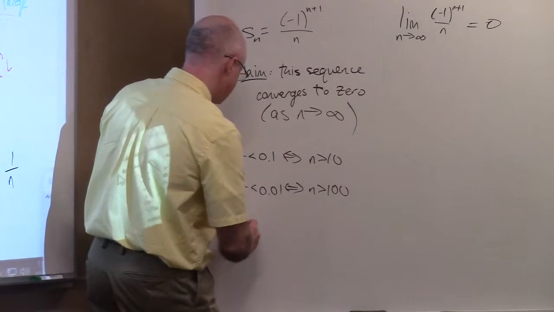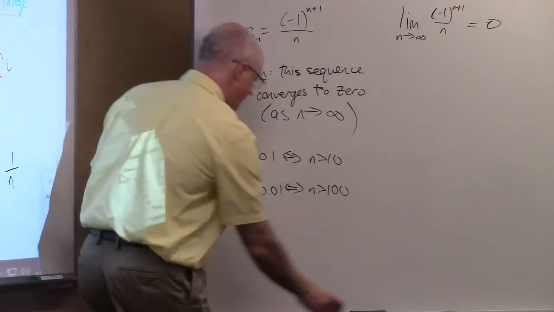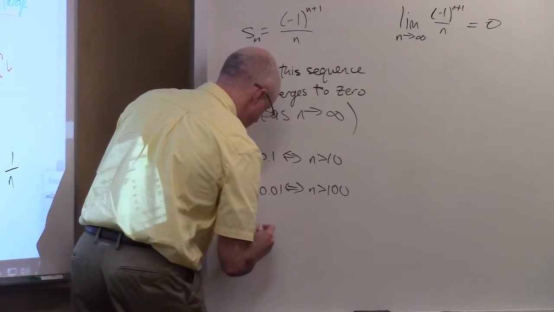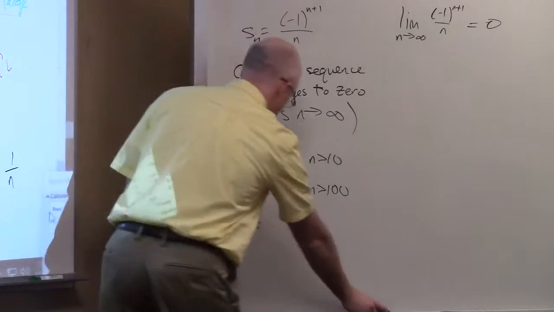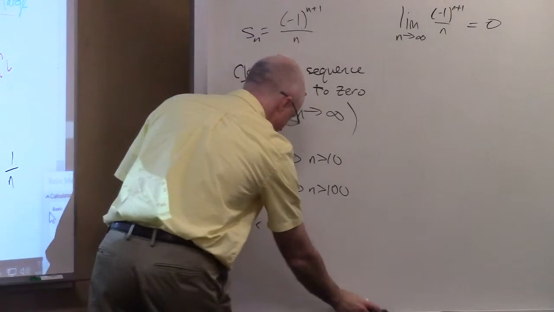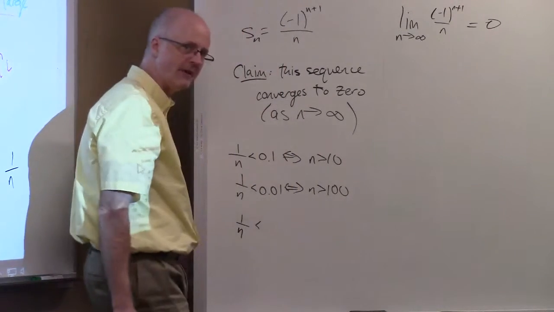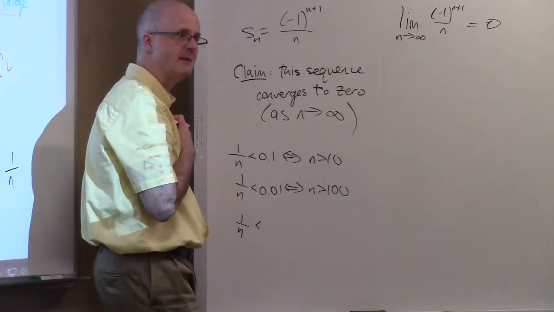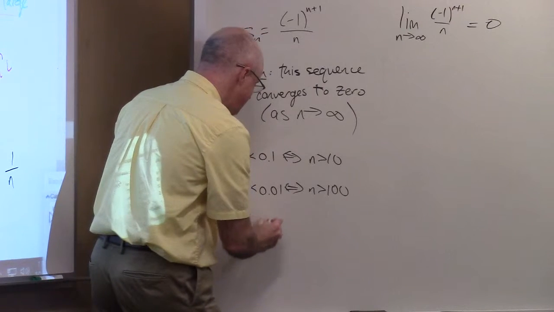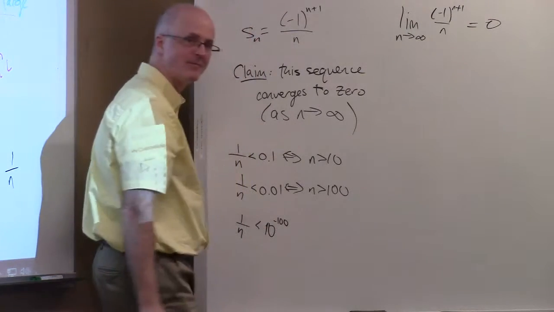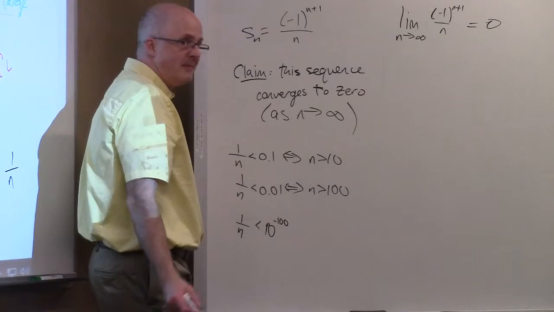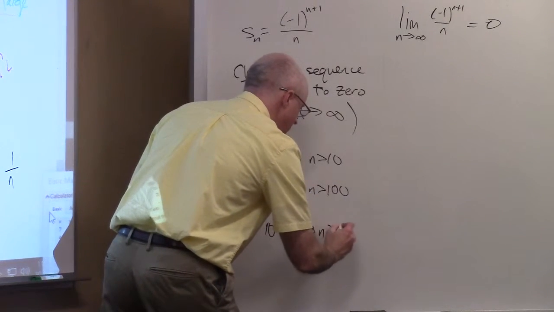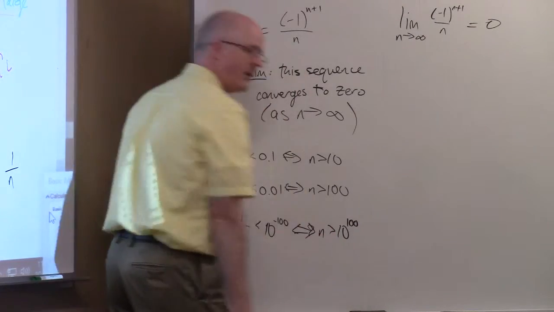Can I make it less than 1 over a Google? The number Google, not the search engine. The number Google came first. It's spelled differently, by the way. You can look it up. Can I make it less than 10 to the -100 power? Sure. Make n bigger than a Google. That's equivalent to n being bigger than 10 to the positive 100 power.